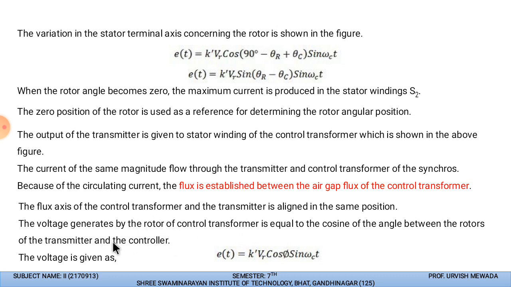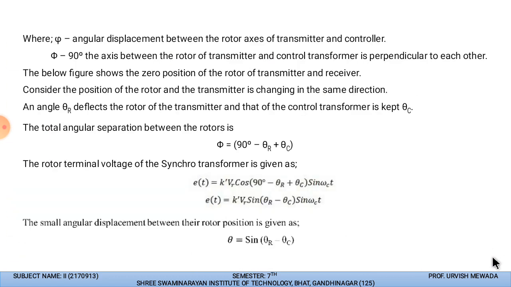So whatever amount of voltage we get at the rotor output comes in the form of error voltage, and according to the magnitude of that voltage, the EMF will be produced in the synchro control transformer. So the voltage we receive is Et equals K dash Vr cos theta sin omega Ct. This will be the output of the synchro receiver, or we can say the synchro control transformer.